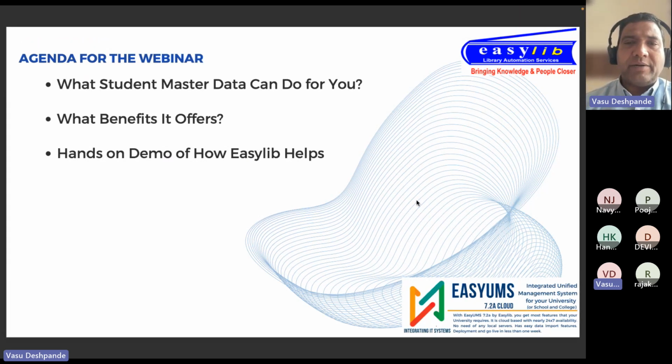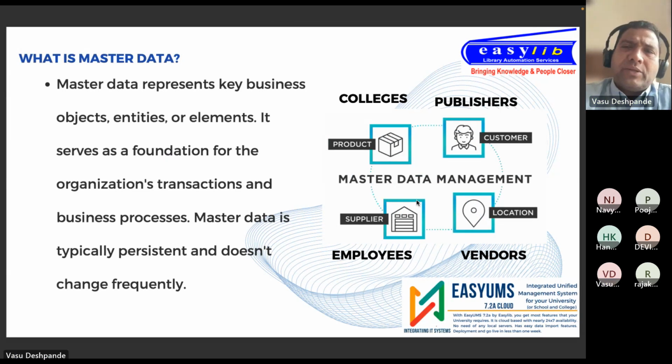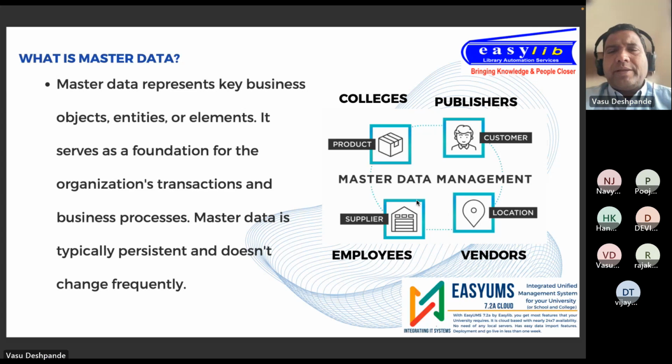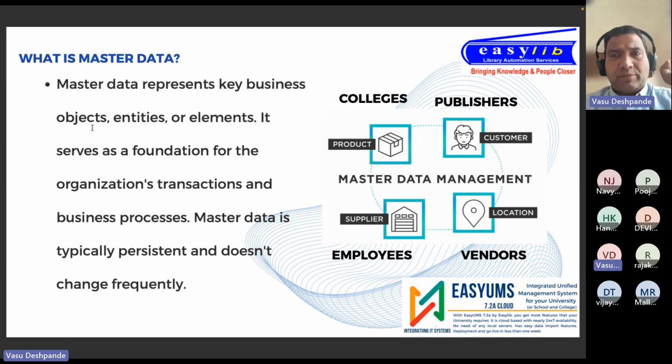Okay, let's get started. So let's see what is master data. If you see the definition, master data represents key business objects. Say in a typical college, the master data is going to be what are the colleges you have got, all the students' data, the employees' data, the location data, what are the rooms you have got, your customers, the suppliers, publishers, vendors. All of this forms the master data. So the key thing is that it represents a key business object, or key organization object and entities.